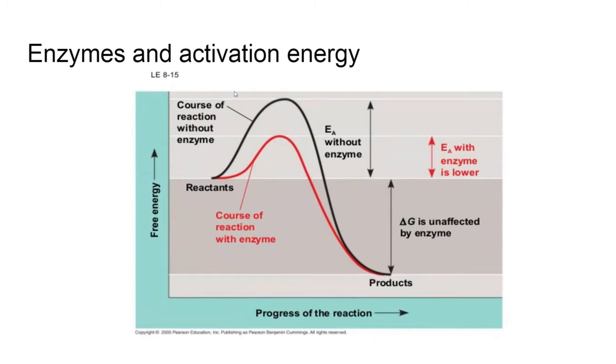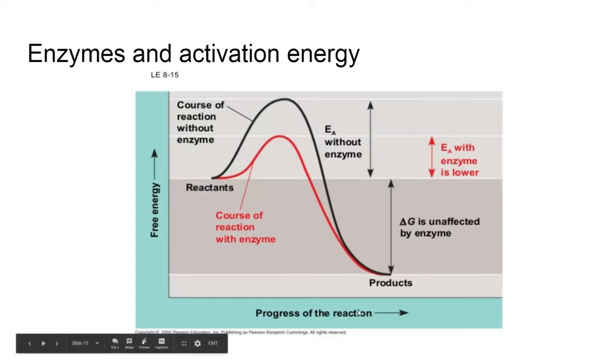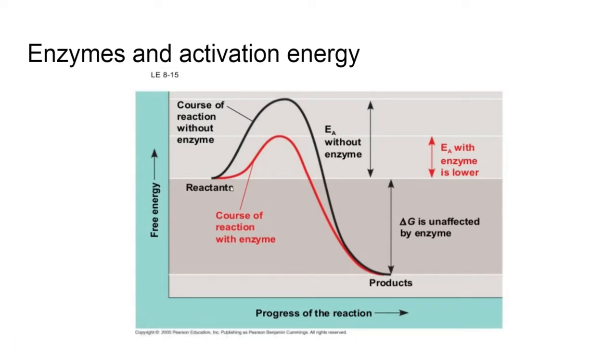So enzymes and activation energy. Enzymes will lower the activation energy. So we will end up with the same product, and our delta G will not be affected. The only difference is that the reaction will happen faster because the activation energy is lowered, which is shown by an enzyme right here.